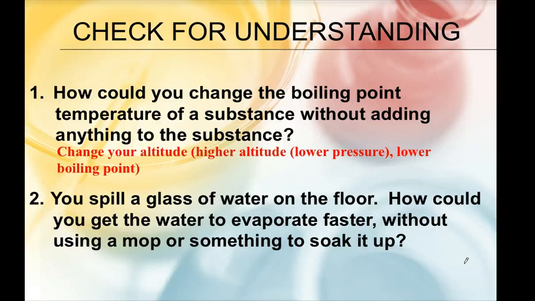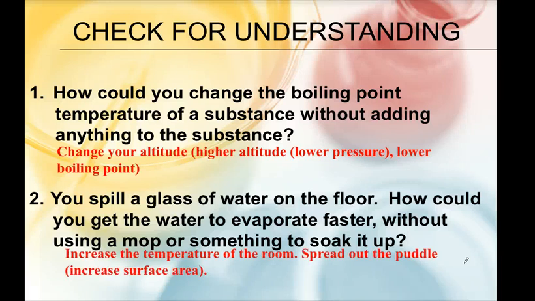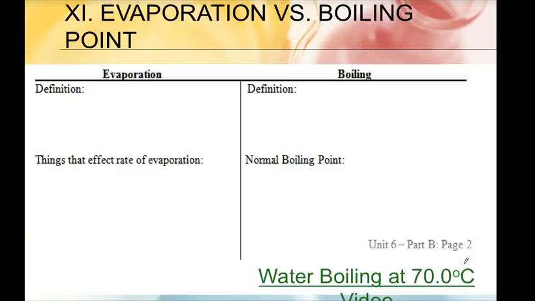You spill a glass of water on the floor. How could you get the water to evaporate faster without using a mop or something to soak it up? Well, you could increase the temperature of the room. So you turn the heat up. The hotter the temperature, the faster something's going to evaporate. Or you could take the water and spread it over a larger surface area. That would also make it evaporate faster.